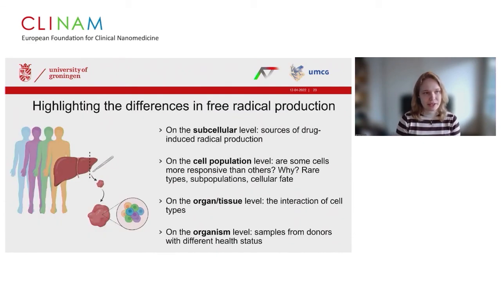And we can use this technology to highlight the differences in free radical production on different levels, from subcellular, the sources of this induced or reduced radical production, to the population level, highlighting the subpopulations, the rare cell types, and the cellular fate. On the organ and tissue level, because we can also look at the interaction of different cell types and how one cell type reacts to the changes in the other cell type. And finally, on the organism level, looking at the samples from donors with different health status and seeing how they respond to external triggers, to external stressors, or to the treatment.